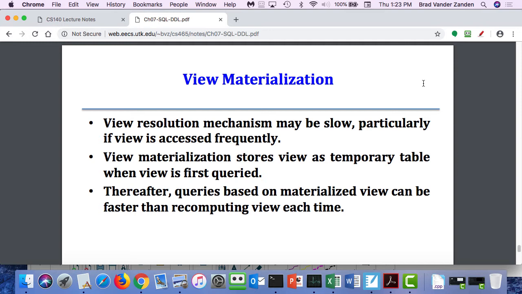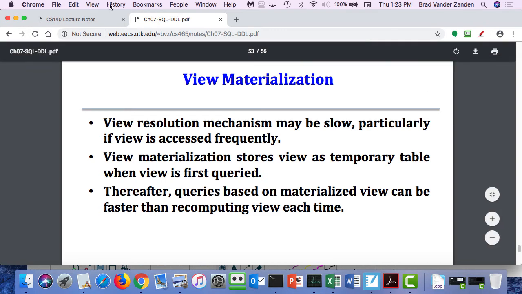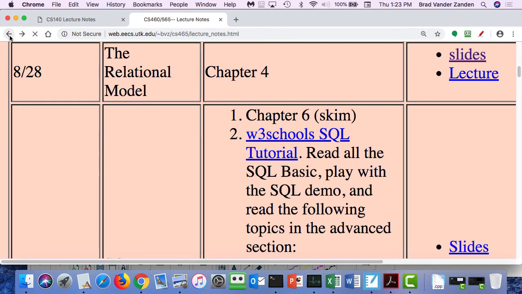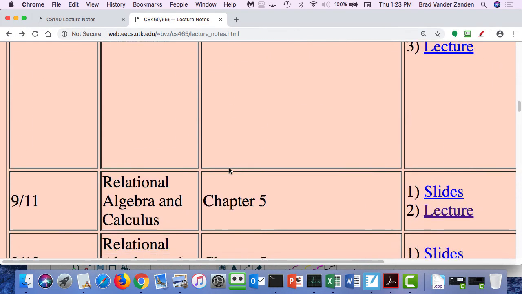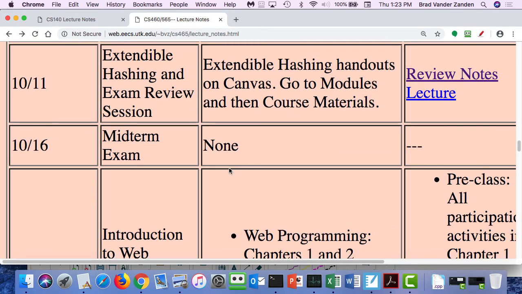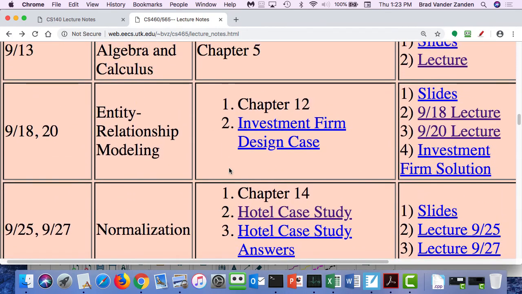The advantage is now we can access the tuples quickly because we don't have to create it from scratch every time by querying the base relations, but the disadvantage is there's some cost to keeping it up to date. Okay, and then we talked about the advantages and disadvantages of views, and you need to know those. I don't have time to go through all the advantages and disadvantages, but you can look them up.